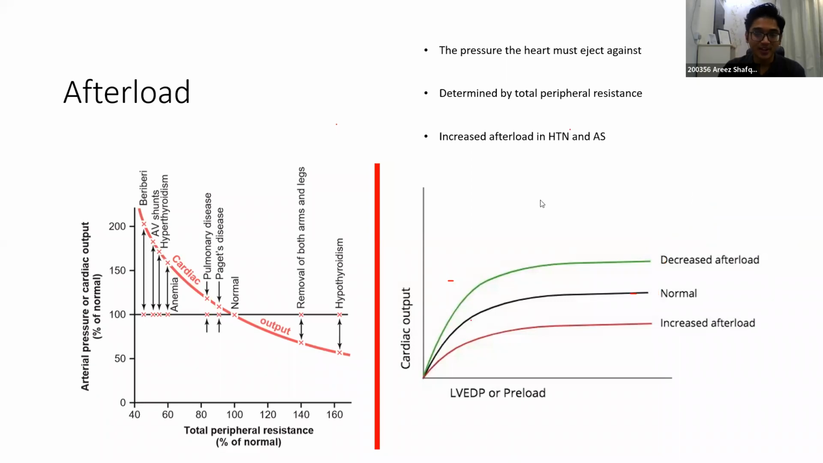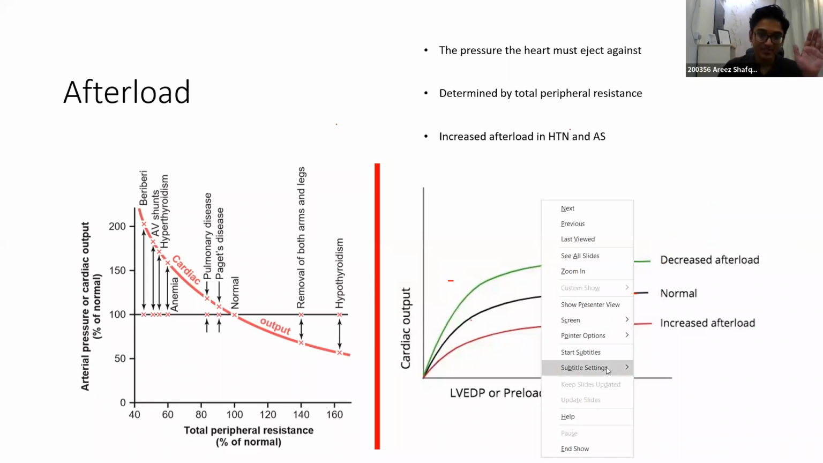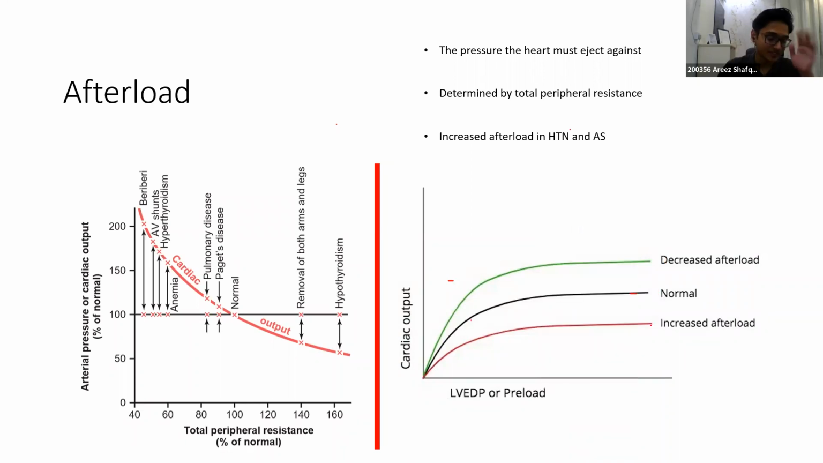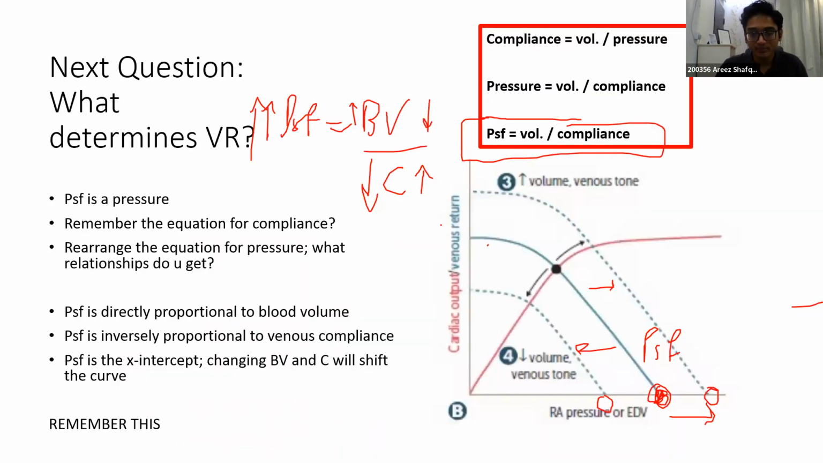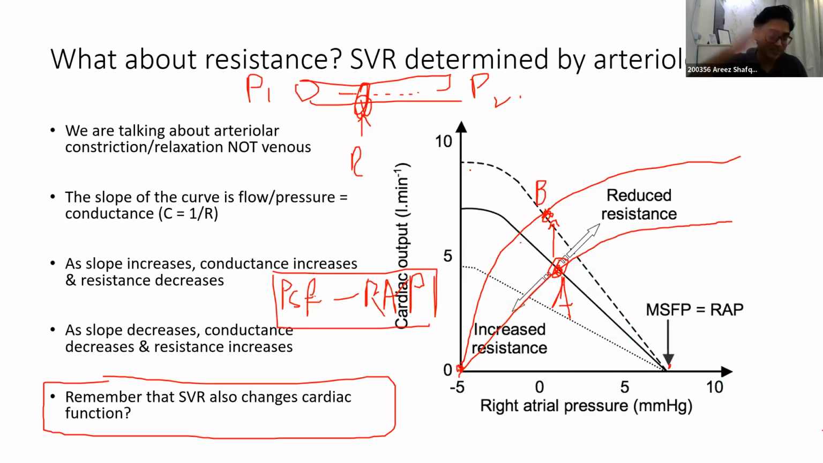So once you know how the cardiac function curve changes, and how the venous function curve changes, then you can sort of relate everything together. So I hope all of this makes sense so far. Okay, so we've discussed shifts in the curve. You remember this formula, please. PSF equals blood volume over compliance. So it's directly related to blood volume, inversely related to compliance. And then remember that shifts in slope are because of arterioconstriction or arteriodilation, changes in resistance.